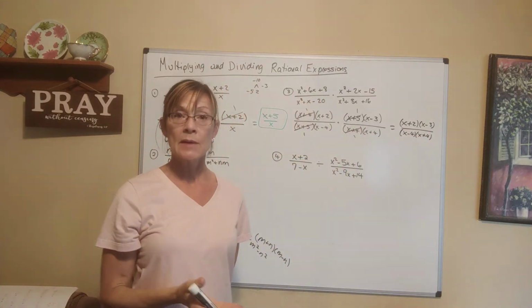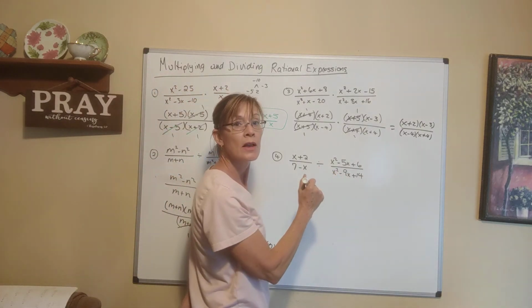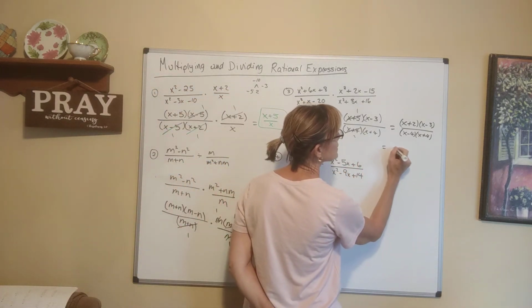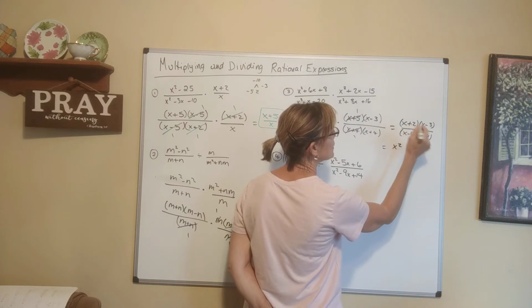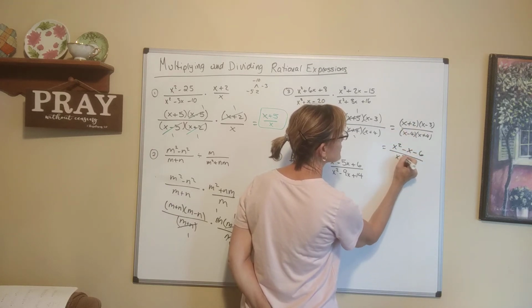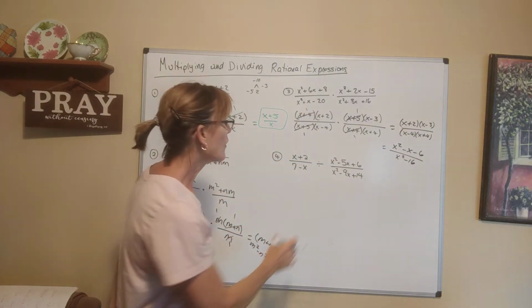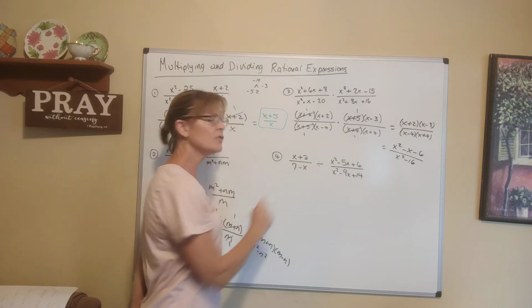That, to me, is an acceptable answer, but if they want you to multiply it back together, you could do that as well. It would just be, this is also equal to x squared minus x minus 6 over x squared minus 16 if you multiply it back together. Okay, down here, division problem.